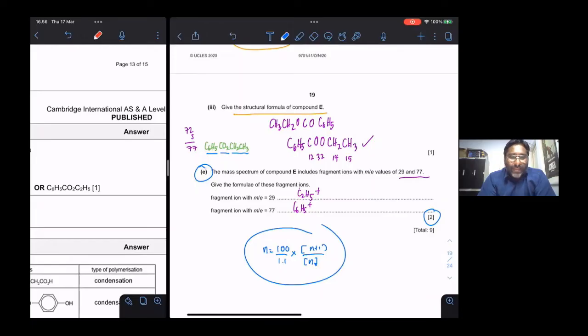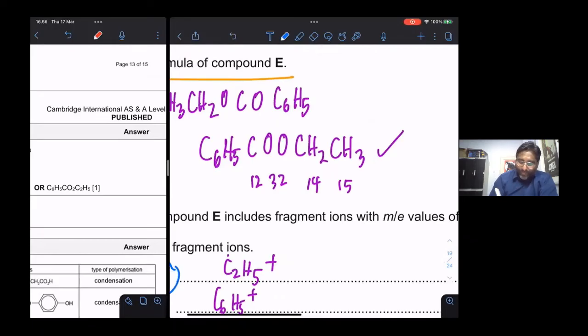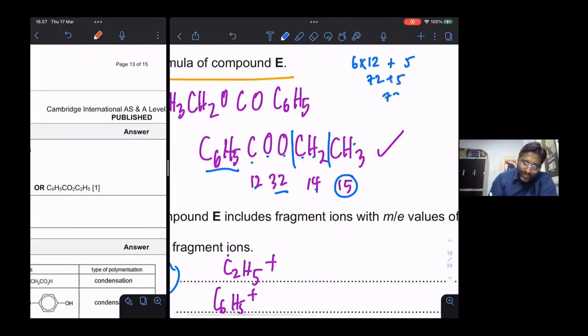But here, they say the fragment ion 29. So the easiest way is to write down there 12 and 3 is 15, 12 plus 3. And then if you put this one, 12 plus 2 is 14. So oxygen and oxygen is 32, carbon is 12, C6H5 is going to be 6 times 12 plus 5, which is 72 plus 5, 77.